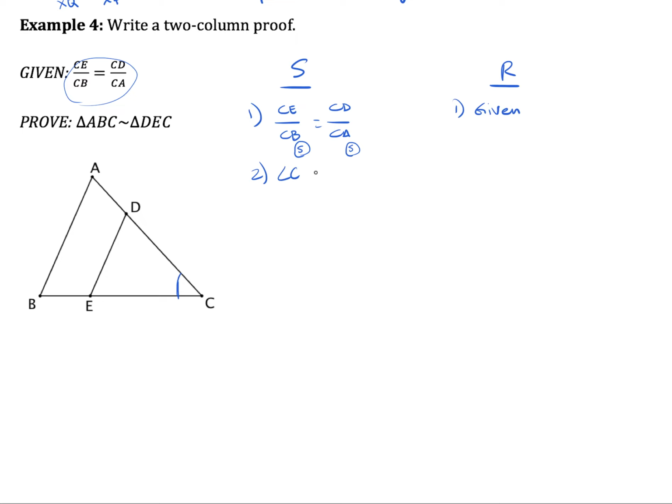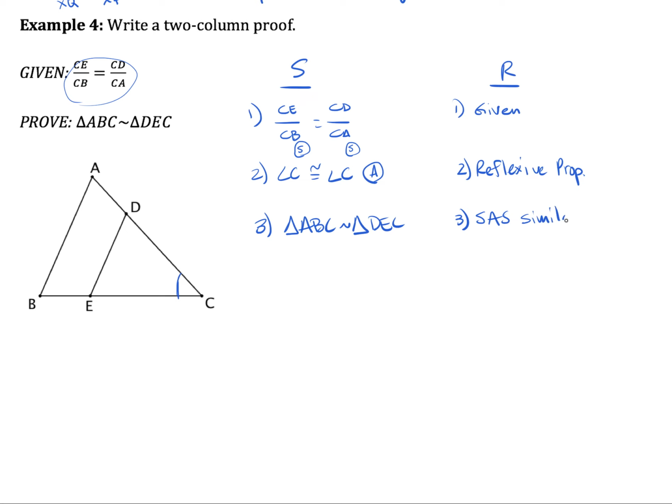I also know that angle C is congruent to angle C by the reflexive property. There's my pair of angles that I need. So now I notice I have two S's and an A, and the angle pair is between these corresponding sides up here. So, like we talked about already, that's enough to say that triangle ABC is similar to triangle DEC by side angle side similarity. Pretty straightforward proof using side angle side similarity.